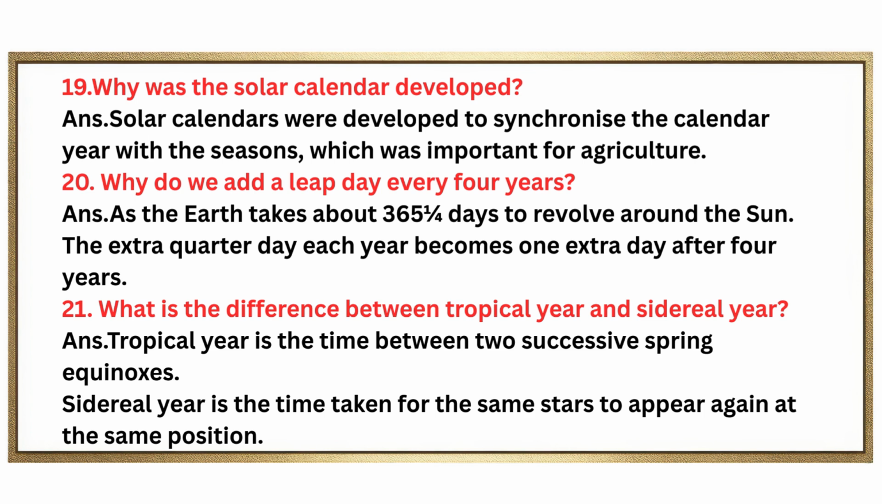Question number 21. What is the difference between tropical and sidereal year? Answer. Tropical year is the time between two successive spring equinoxes. Sidereal year is the time taken for the same stars to appear again at the same position.